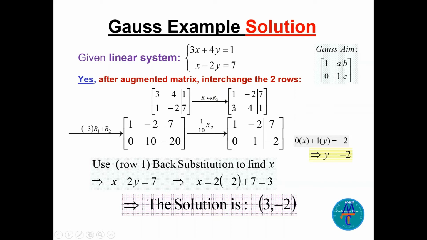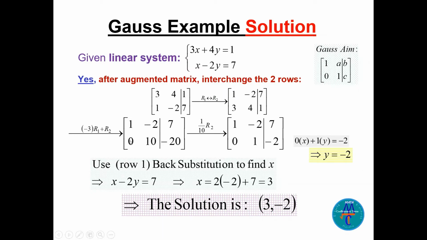This one we have to make it 0. So I multiply row 1 by minus 3, which is the opposite, and then I will add. So minus 3 times 1, minus 3, plus 3, 0. Minus 3 times minus 2, 6, plus 4, 10. Minus 3 times 7, minus 21, plus 1, minus 20.